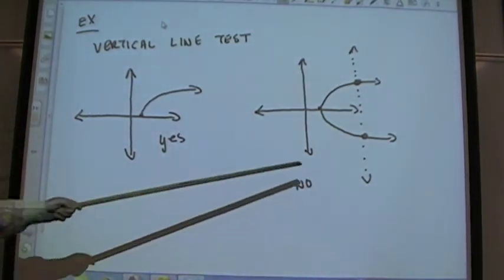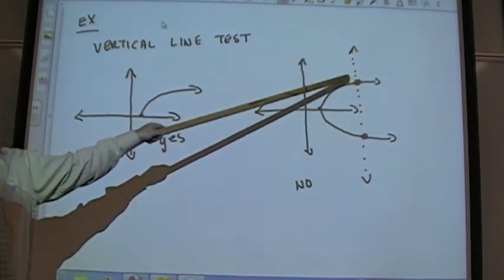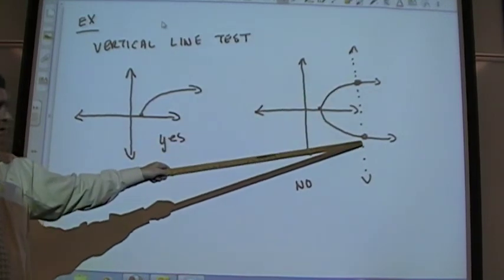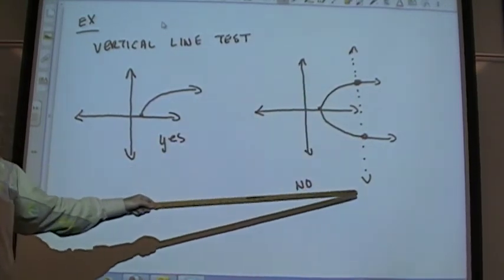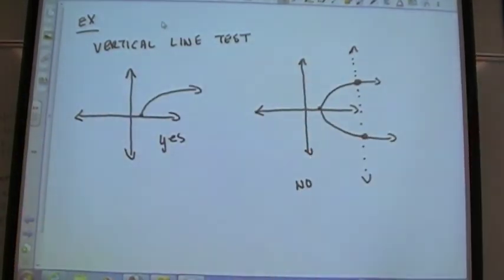Over here, I can draw a vertical line in many different areas of this curve where it's intersecting twice. Therefore, it is not a function. So with the vertical line test, if you're given a graph, you can pretty much look at it and tell if it's a function.